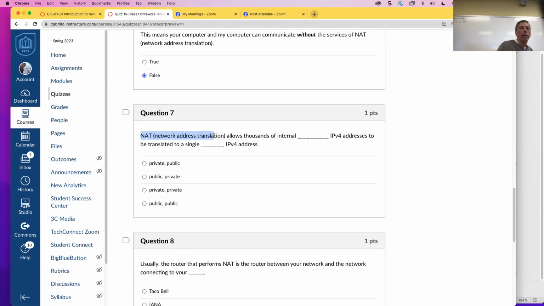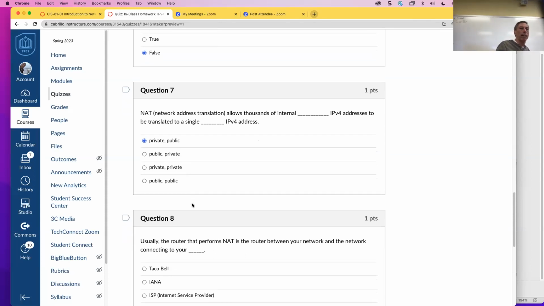NAT, network address translation, allows thousands of internal private IPv4 addresses to be translated to a single public IPv4 address. Yeah, from thousands of private to a single public. Now, I need to mention, NAT really doesn't care what is private and what is public. That's just up to you. You can translate, and it happens. ISPs do this, private to private, because you're running out of public IPv4 addresses. But what you translate, NAT really doesn't care.